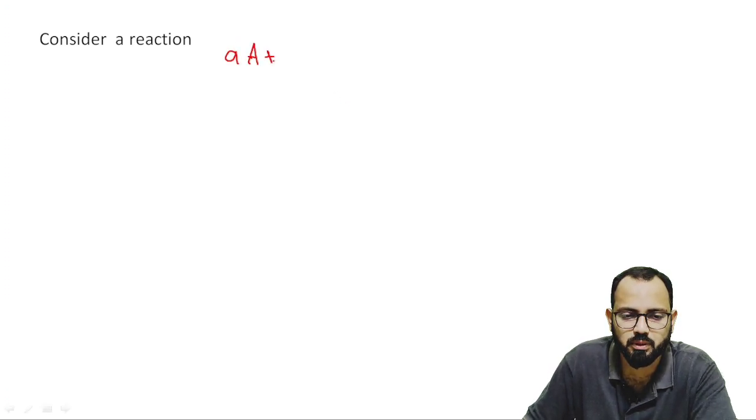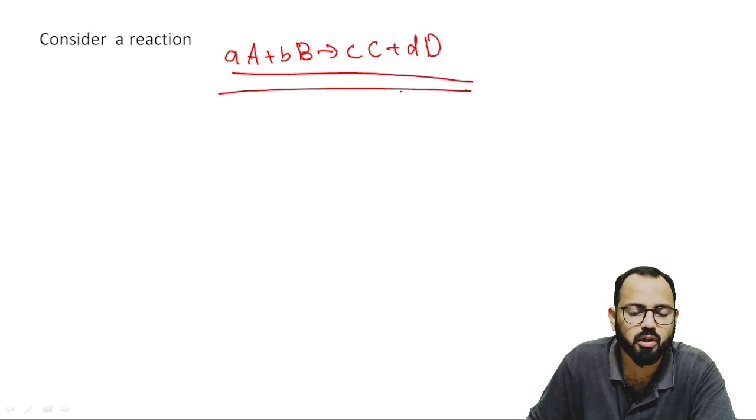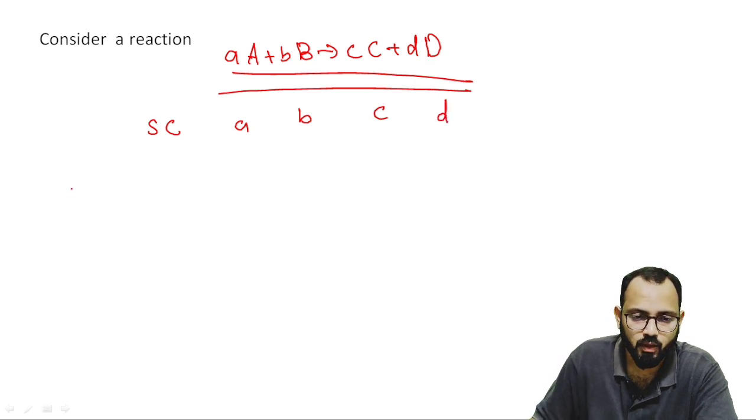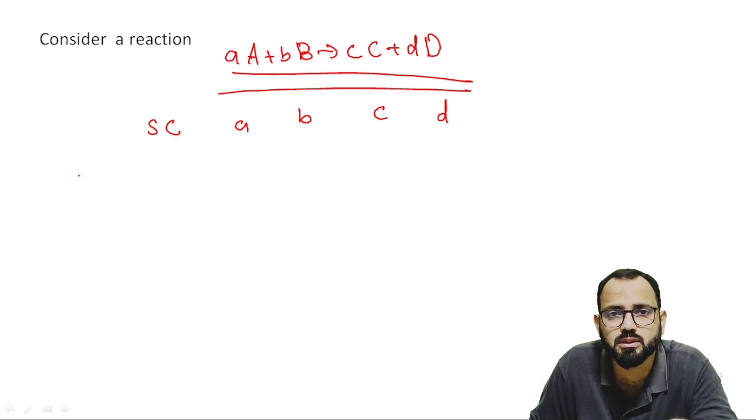reaction aA plus bB gives you cC plus dD. If they have given you a reaction, what you have to do is, the small a, I am writing the stoichiometric coefficient: small a is the stoichiometric coefficient of A, small b is the stoichiometric coefficient of B, small c is the stoichiometric coefficient of C, and small d is the stoichiometric coefficient of D. We have to apply the mole concept to this equation.